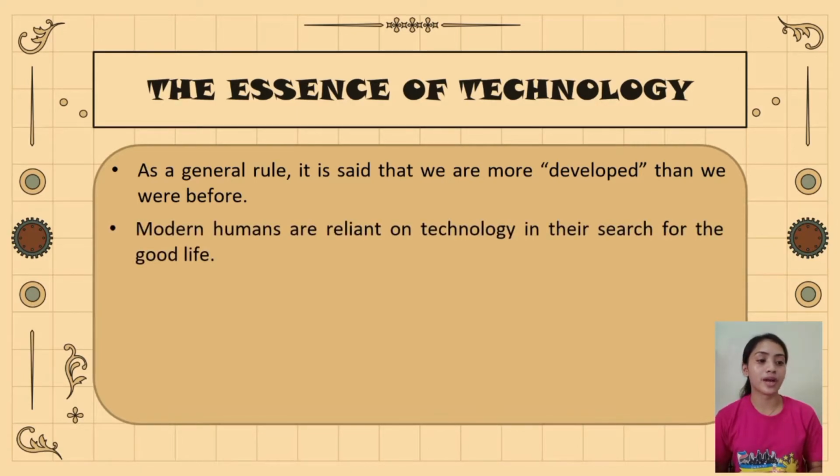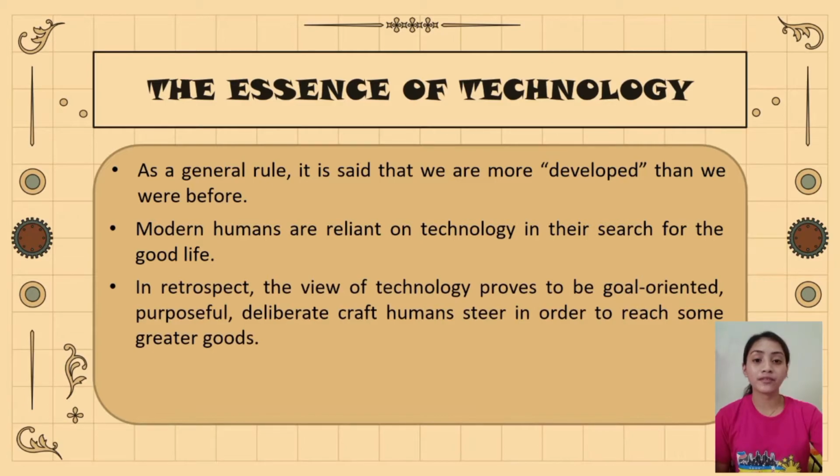Modern humans are reliant on technology in their search for the good life, because we see ways and means from nature to utilize and achieve growth, a goal that we believe would bring forth betterment, because we know that technologies help us to make our lives better. In retrospect, for us to know, retrospect is the survey of past events. The view of technology proves to be goal-oriented, purposeful, deliberate craft humans steer in order to reach some greater goods.